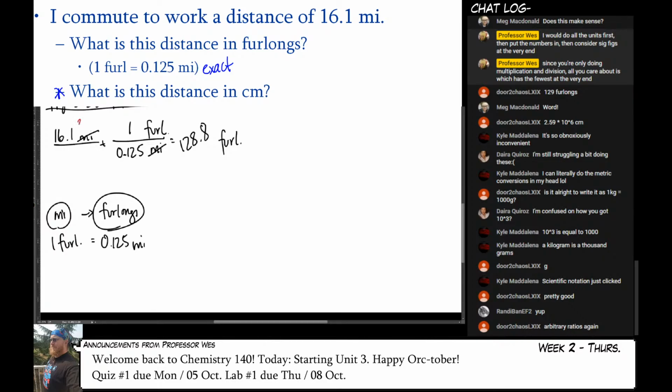Now I gotta do sig figs again. We said that this one was exact. So our answer is only going to be dictated by the initial value.